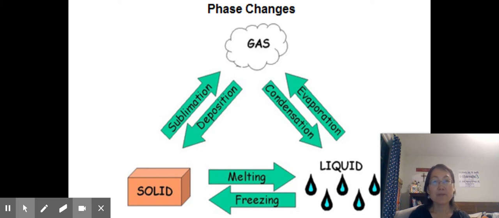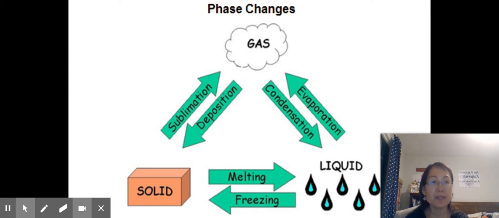And a gas can become a solid. We call it deposition. Basically, snow is a process where gas, water vapor, directly becomes solid. Also, in the cold winter, you can see some solid stuff on your car window. That's basically the deposition process.